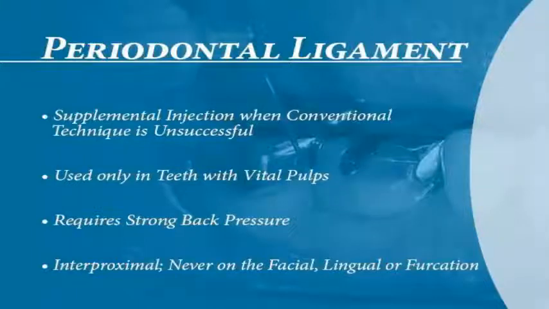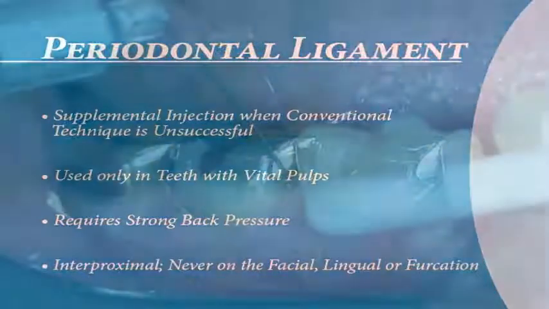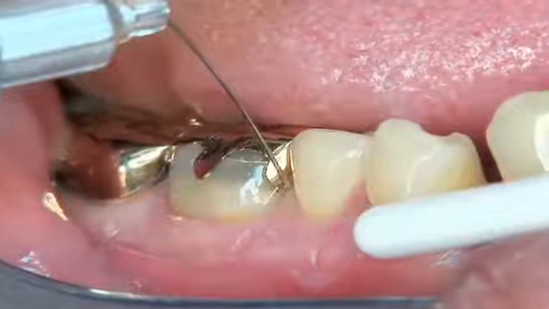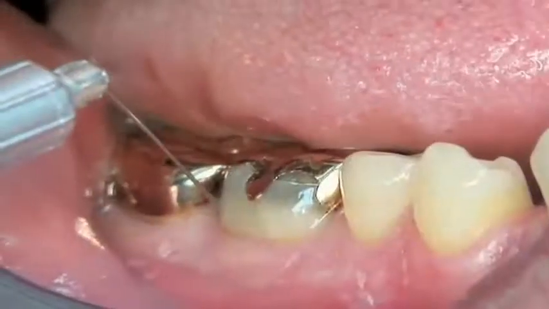The periodontal ligament injection. This is a supplemental injection that is used when the conventional approach fails to give adequate pulpal anesthesia in teeth with vital pulps. This injection is into the periodontal ligament space and is interproximal and never on the facial or lingual surface. It is repeated on both the mesial and distal surfaces.